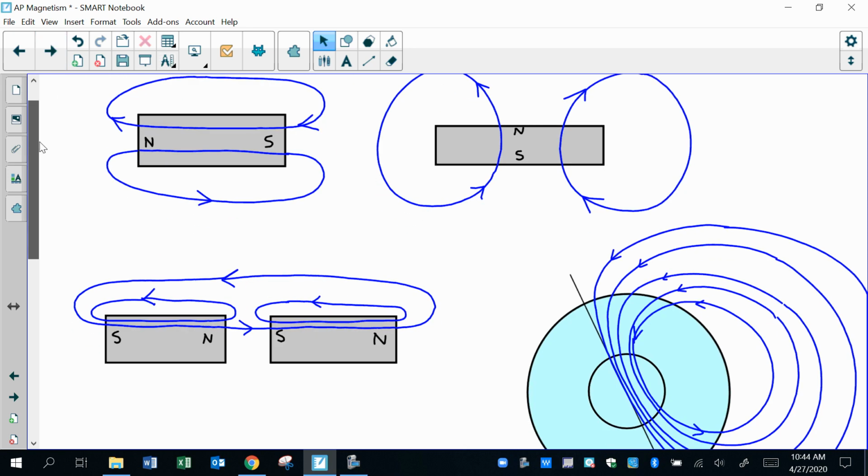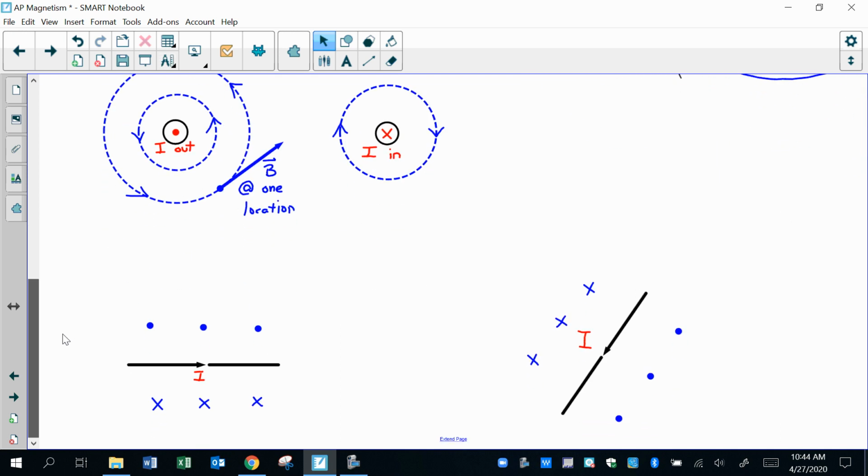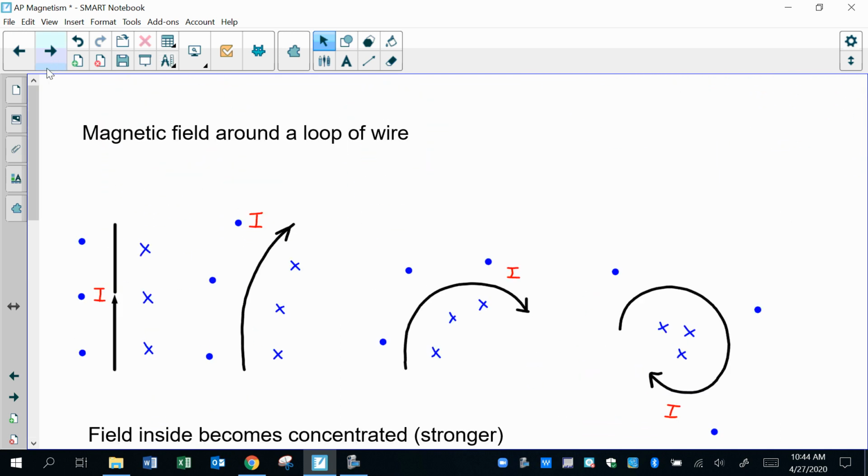More pictures of magnetic field arrows being drawn around different things. Here I start to take my wire and bend it. If I bend it a little bit, I still get X's on the right, dots on the left, a little bit more, a little bit more. Pretty soon when I bend it all the way around, I have now concentrated, there's that word again, concentrated. I have concentrated all these X's on the inside.